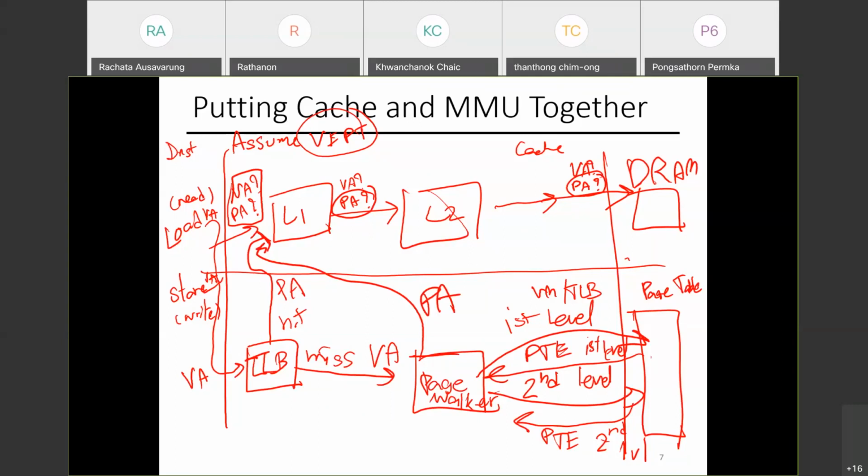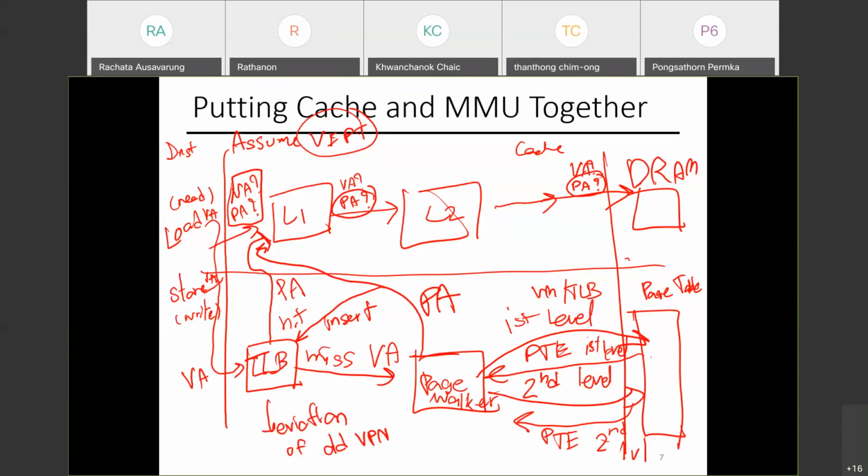You just finished translation. You want to update the TLB, right? So this physical address, you then insert into the TLB. If the TLB is full, eviction happens. So the old virtual page number gets kicked out of the TLB. That's all. That's all for this whole thing.